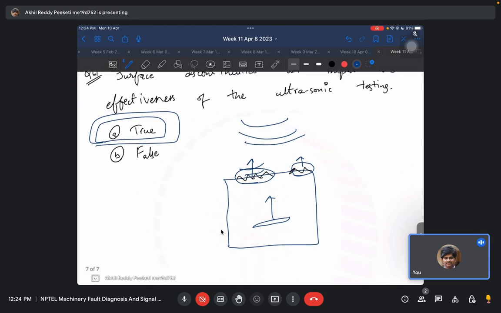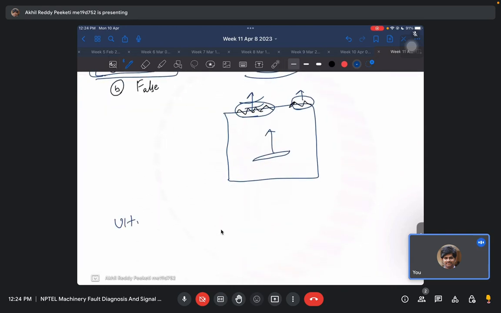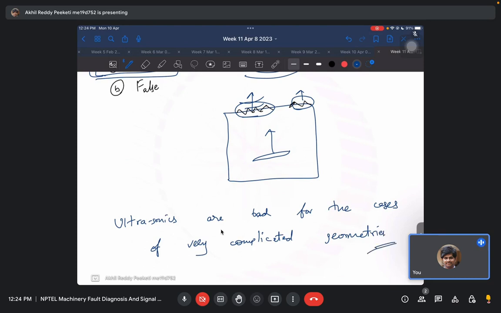So this is one of the reasons why ultrasonics are bad for the cases of very complicated geometries, because each of these geometrical features will have a distinguished signal in the reflected waves. So you need to be able to differentiate them. It becomes more and more complicated if you have more complicated geometries.